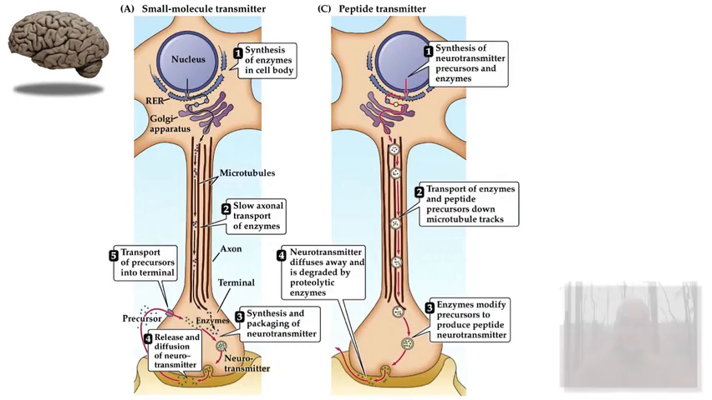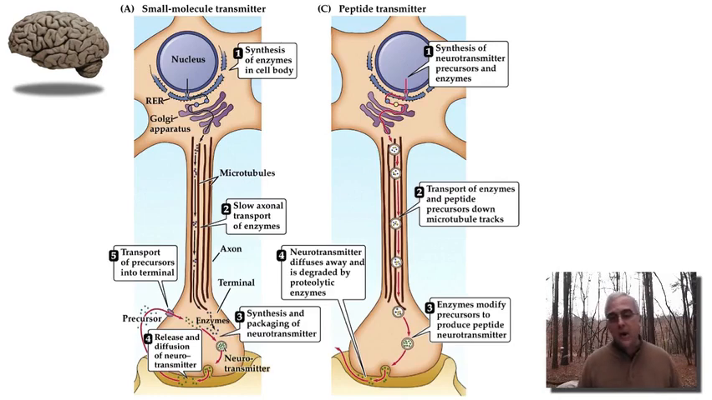Okay, well, let's look now at a side-by-side comparison of the processing of small molecule transmitters and peptide transmitters. So I would encourage you to have a look at the table that I've prepared for you on page 3 of your handout, which talks about the synthesis, the packaging and release, and the removal of neurotransmitter at synapses that use small molecules and peptide transmitters. So with respect to the synthesis, small molecules are synthesized typically in the presynaptic terminal, where there are enzymes that are present that can create the active neurotransmitter right there in the presynaptic terminal.